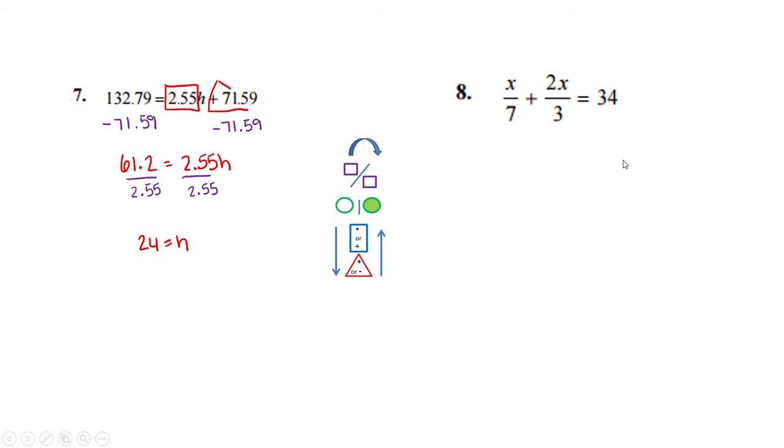All right, number 8, you have a fraction. So you're going to want to make everything a fraction. The only thing that's not a fraction right now is 34. Then you want your LCD. Always start with your biggest number.